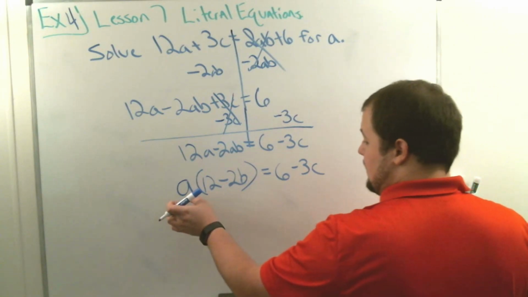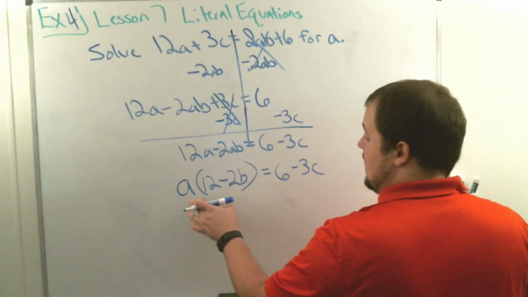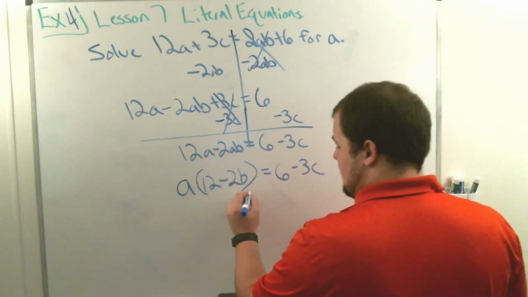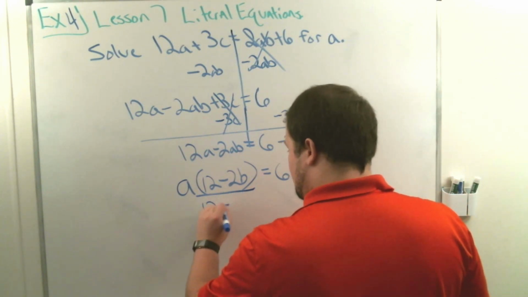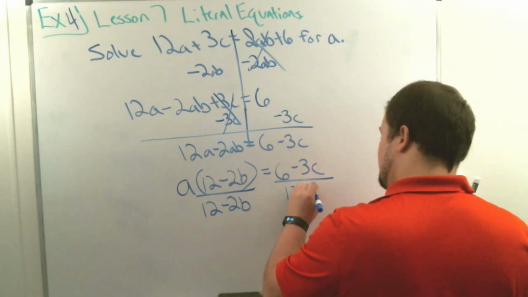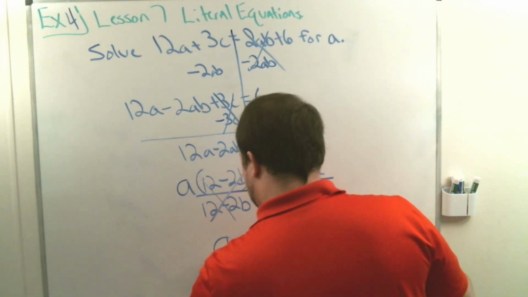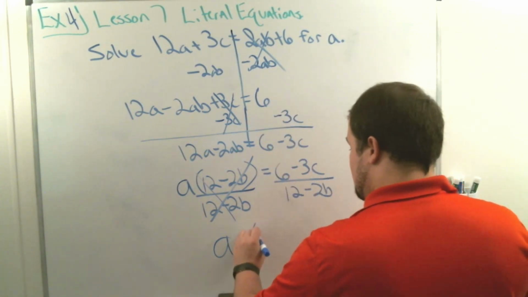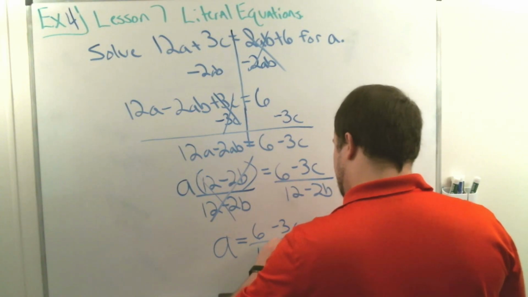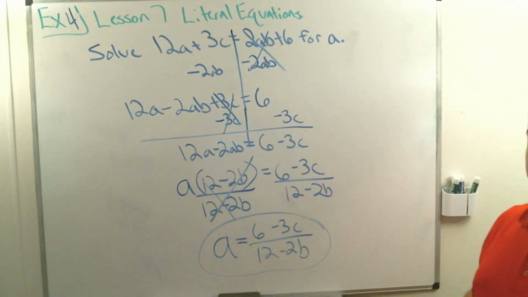Well, since I know that this A is multiplying by this parenthesis, and I want A alone, I'm going to get rid of this entire parenthesis. Since the parenthesis is multiplying, I'm going to divide by that parenthesis on one side, and I'm going to divide by that parenthesis on the other side. This is going to go ahead and cancel out, and I have the variable A is equal to 6 minus 3C divided by 12 minus 2B. And this is my final answer.